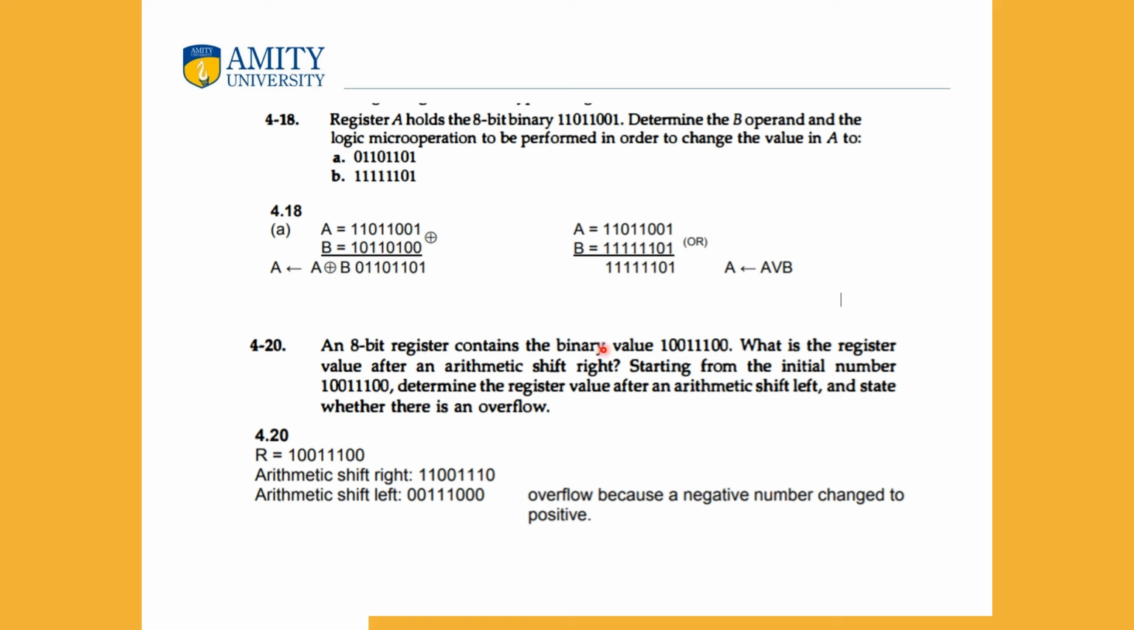In terms of shift right, the initial value is here, okay. After arithmetic shift right, you are going to take the signed bit, you are going to push it again, so it will become 1 1, and then you'll write the remaining entire number and you'll discard the last 0. Fine, this is that.